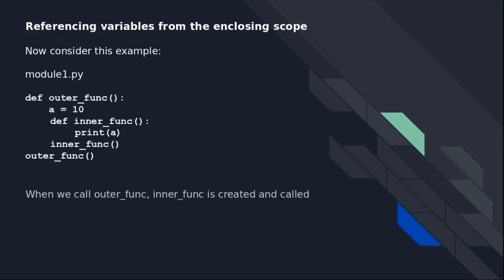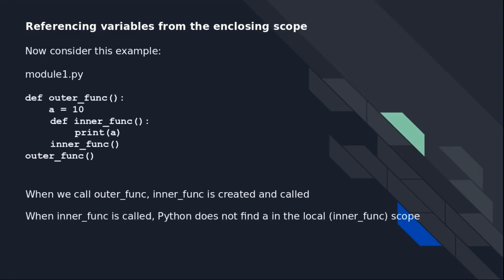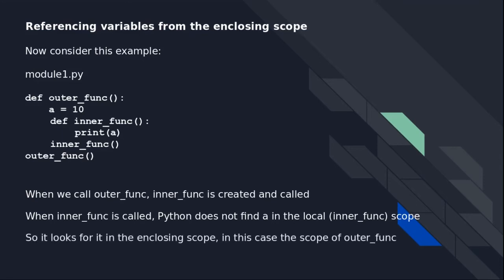In this example, when we call outer func, inner func is created and called, and when the inner func is called, Python does not find A in the local scope, so it looks for it in its enclosing scope, in this case the scope of outer func.